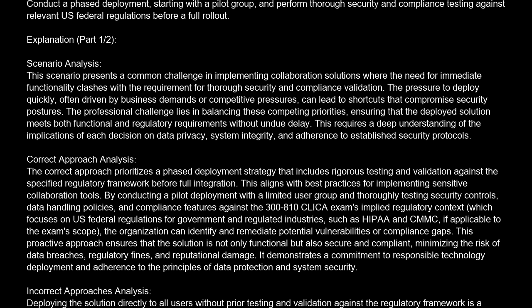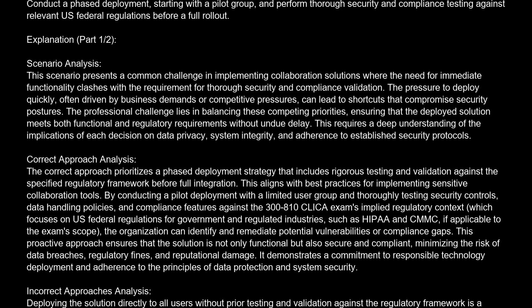The pressure to deploy quickly, often driven by business demands or competitive pressures, can lead to shortcuts that compromise security postures. The professional challenge lies in balancing these competing priorities, ensuring that the deployed solution meets both functional and regulatory requirements without undue delay. This requires a deep understanding of the implications of each decision on data privacy, system integrity, and adherence to established security protocols.